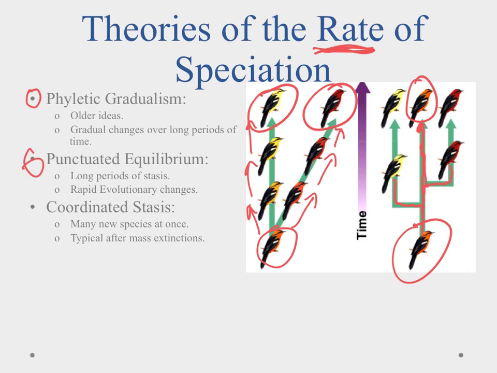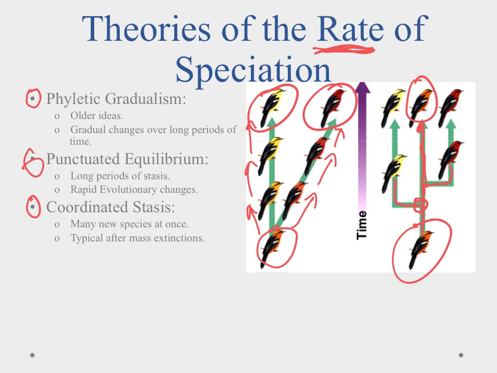Stasis kind of means that it's just stationary. It's not having any desire to change. Life is good. It's happy. But if it's presented with an opportunity to exploit a new niche or something, that's when you see rapid evolution occurring. And then finally, we have this coordinated stasis idea.